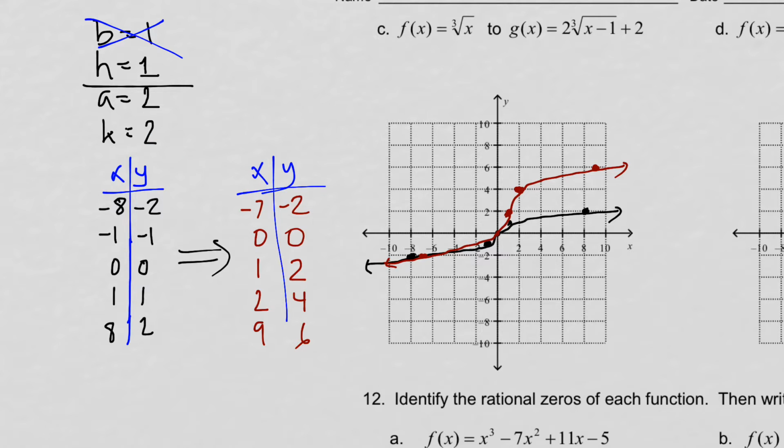Okay, let's write those down. So H is 1. That means a shift right 1 unit. Shift right 1 unit.